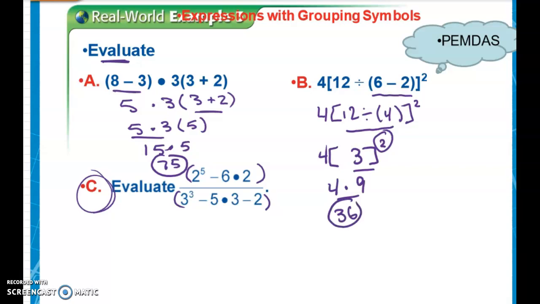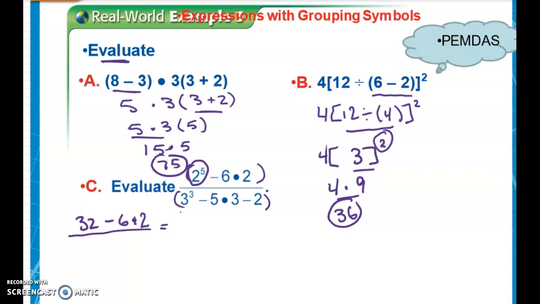When you have fraction bars, you can treat them as two separate problems above and below the fraction bar as far as your steps go. So if we look at this top part of the fraction, parentheses, exponents, multiply, divide, add, subtract. So we're going to do exponents first on the top. 2 to the 5th is 32 minus 6 times 2. And I know some of you will just jump to put a 12 there, but don't do it. I want to see the steps, one step at a time. So on the top, that's what we have.